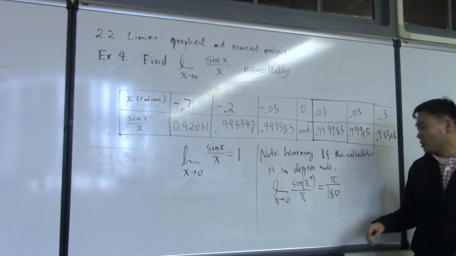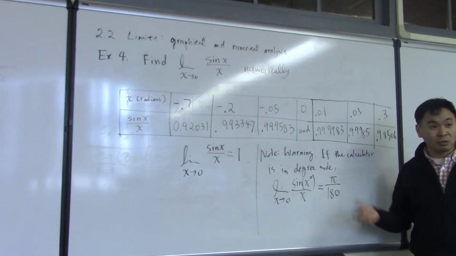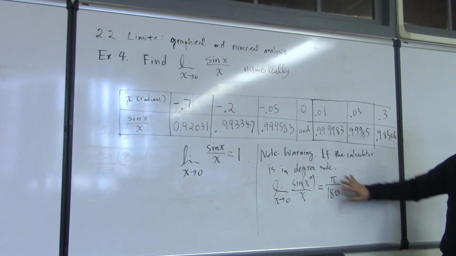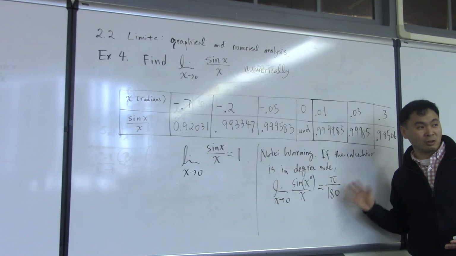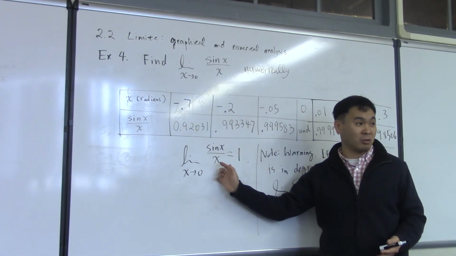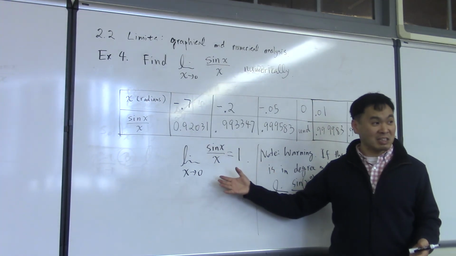Whereas, because of this property, if you differentiate sine x degrees, you're going to get pi over 180 cosine x degrees. So you get all these very messy numbers appearing once you use degrees. Okay? That's why we like our radians so much when it comes to calculus. We're not trying to make things hard, we're trying to make things easy by using radians.